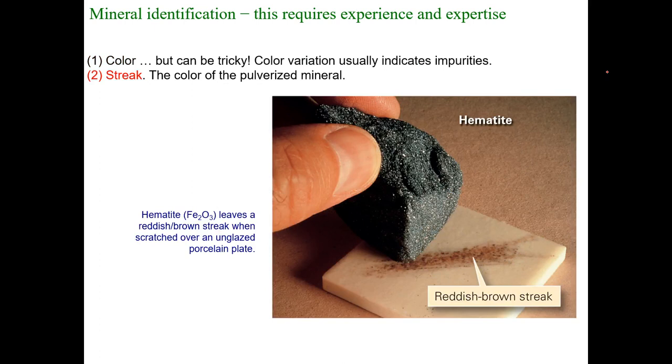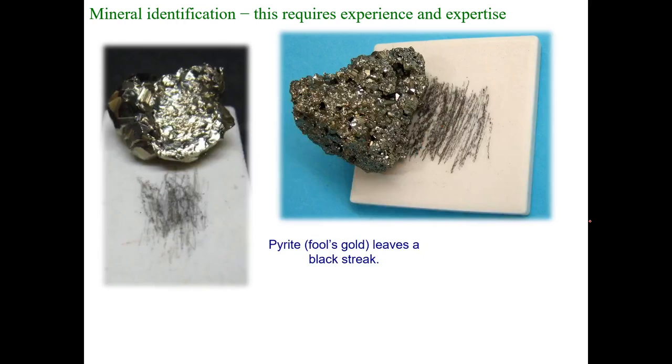One thing that's a more reliable indicator of what a mineral is, is its streak color. The streak is when you pulverize some of the mineral on a porcelain plate like this. It's basically just the color of the ground mineral, like when you grind it up. Some things can be different colors. For example, hematite can be red, it can be black, but it always has this reddish brown streak. So that's a really useful indicator of what the mineral is. There's pyrite, which is fool's gold, and it leaves that black streak even though it's gold in color.